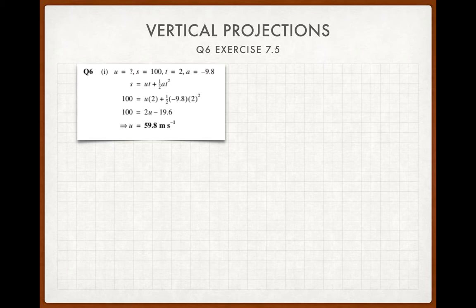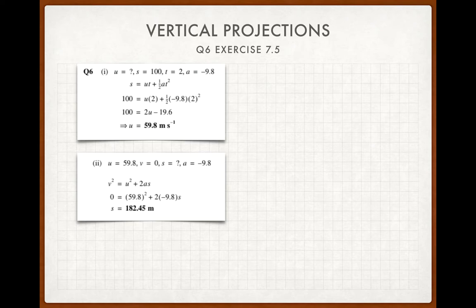That means we're going to use s = ut + ½at², sub them in, and we get an initial velocity of 59.8. For the maximum height, again, part 2 is not related to part 1. So the times will be different, and so will the height. So let's have a look.